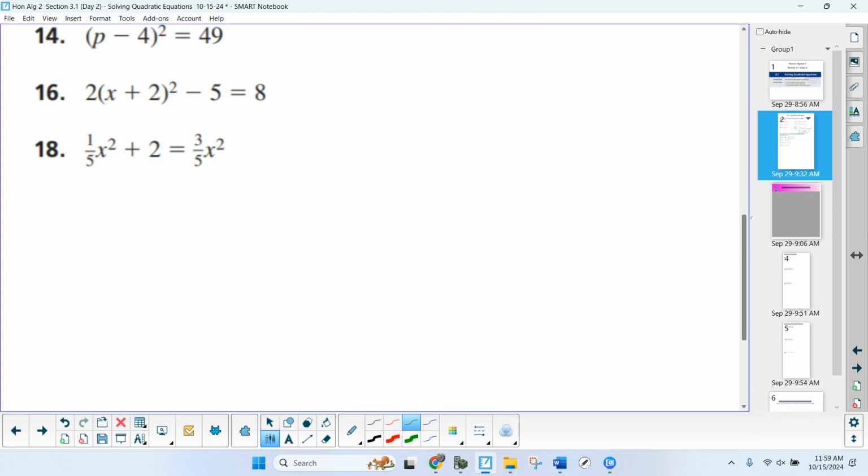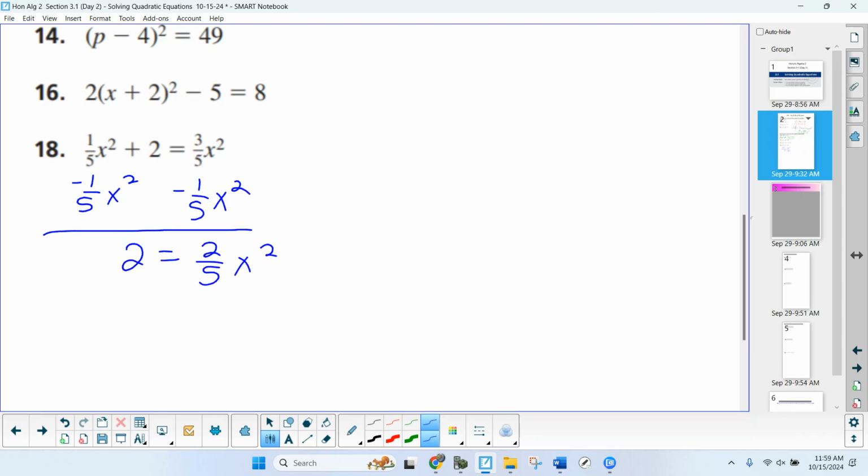Quinn, we got you started. What did you do first? When you subtract 1/5 x squared, what did you have left? 2 equals 2/5 x squared. What did you do now? Divide both sides by 2/5. And when you did, what did you get?